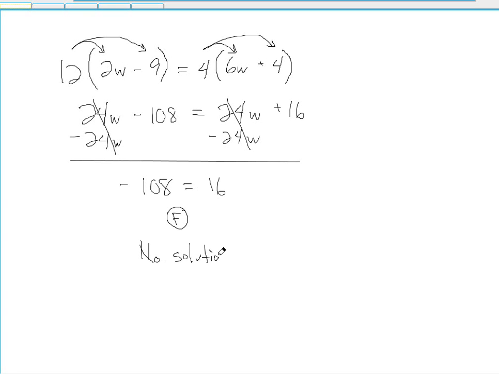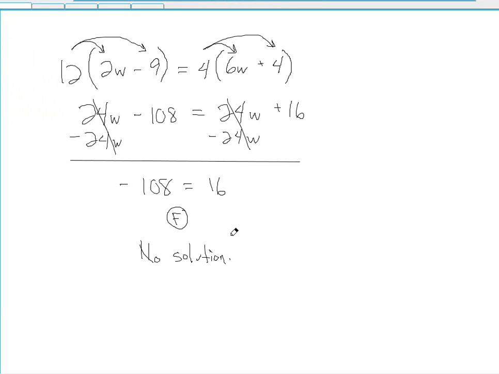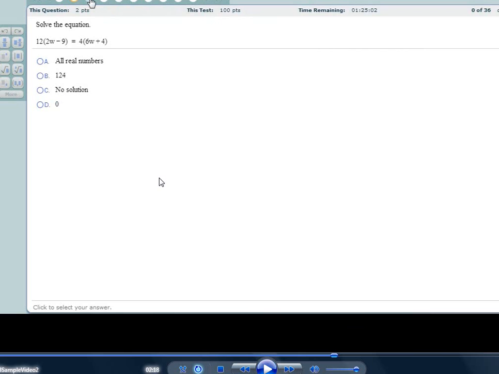Now, just on the other side of that, had you eliminated the variables and ended up with a true statement, say like 3 equals 3 or 16 equals 16, that true statement would imply that it's an infinite number of solutions. If you look here, all real numbers, that's the infinite number of solutions response, but you want C for this one because we ended up with a false statement right here. All right, that implies that it's no solution for this one. You would click C.